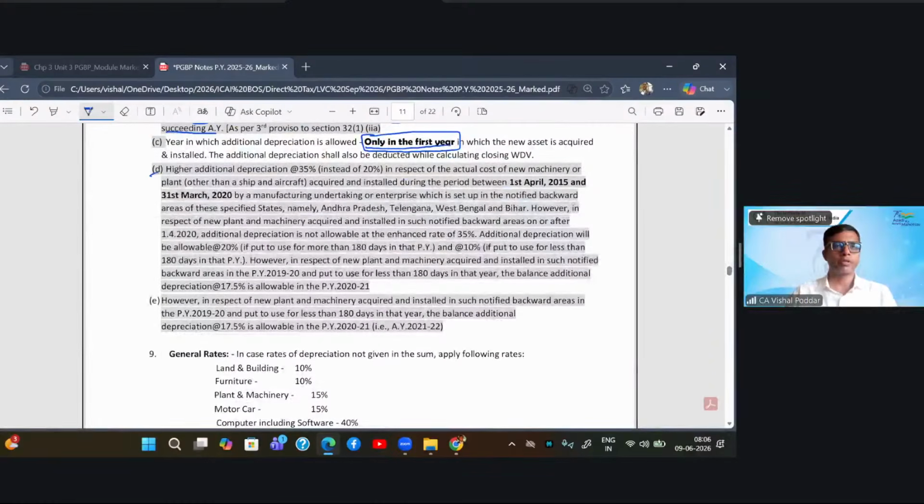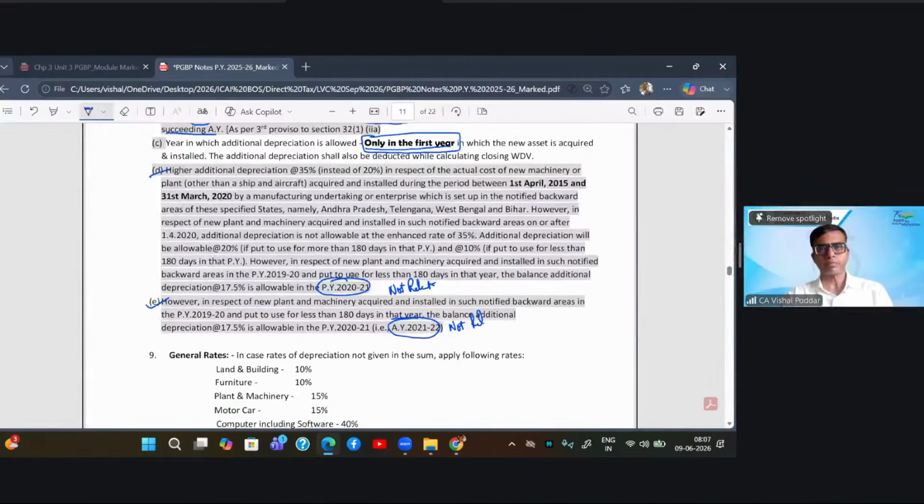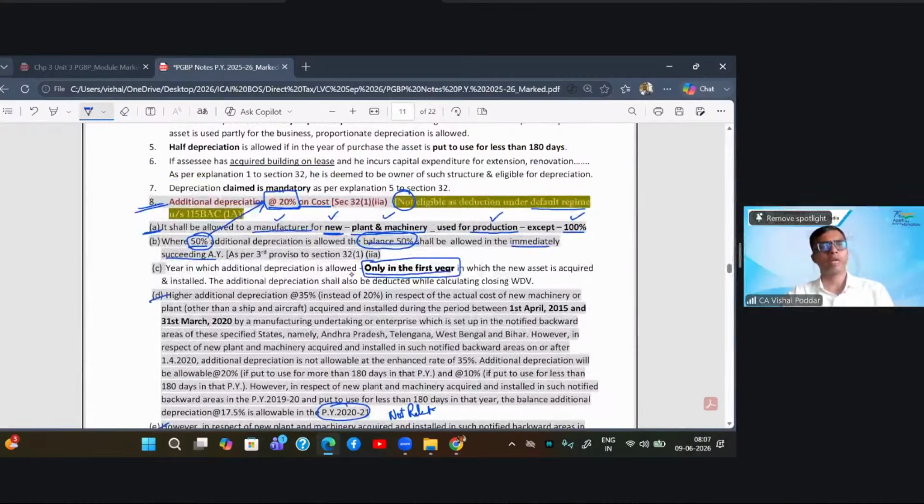This point is anyways, now you can say, not relevant. This point is also not relevant to you, though I have typed here because it is still there in the law, but it is not applicable. Why? Because it was applicable up to 2021 or 21-22. So both these years are now long back. Now we are in 25-26 rather. If you go by AY, we are in 26-27. So this will no more be applicable. So you can leave it. So this is about additional.